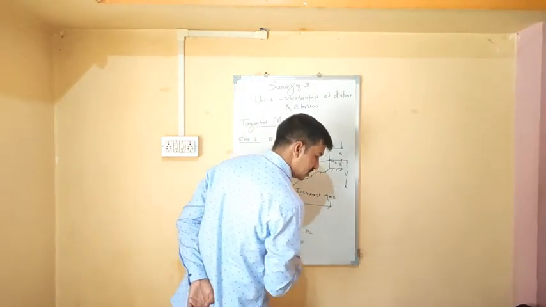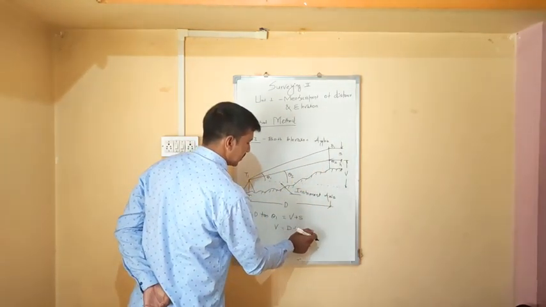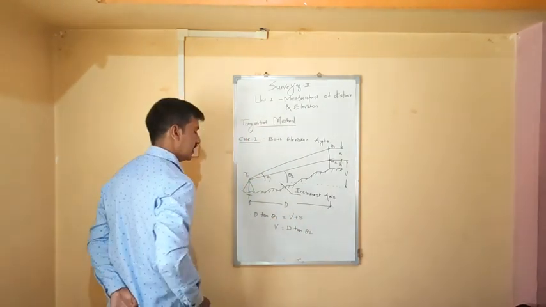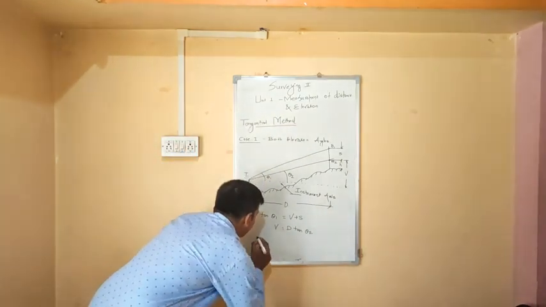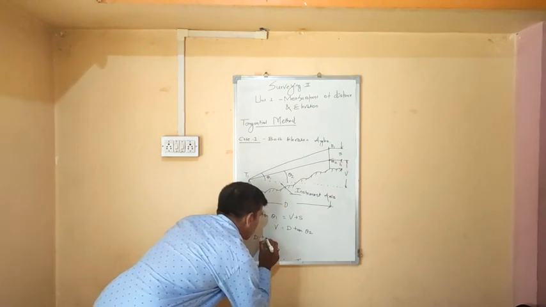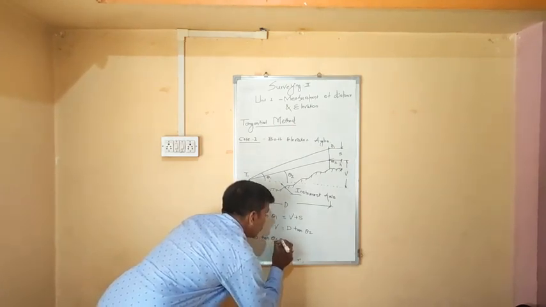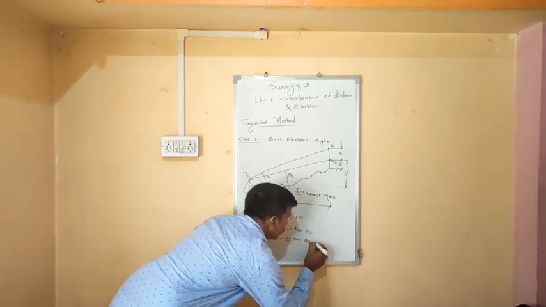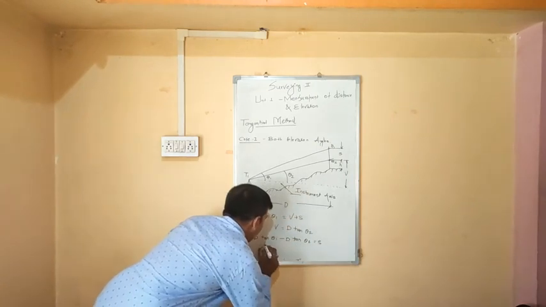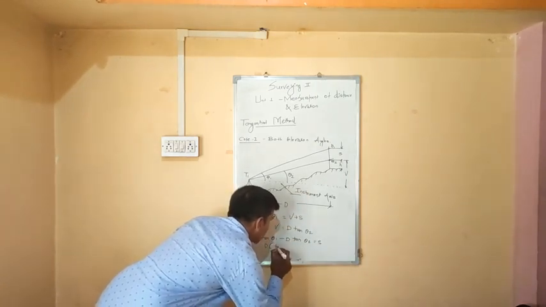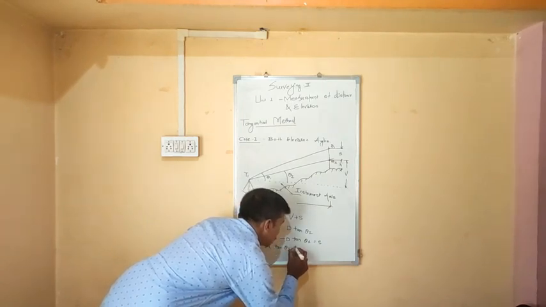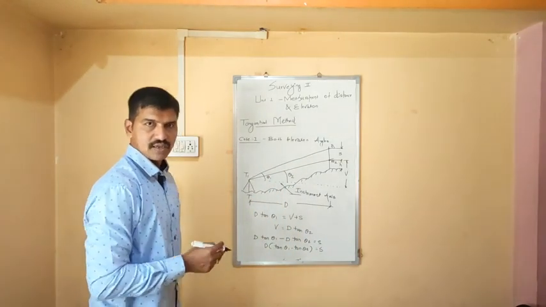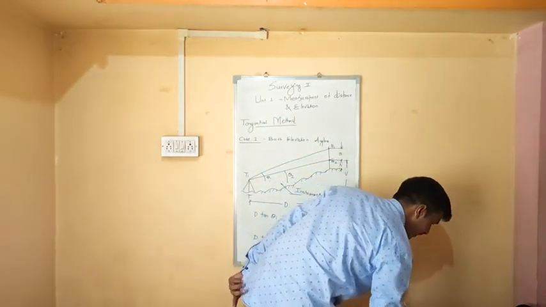Okay. So let us substitute this D tan theta 2 into equation 1. What we will get? Let us see. So this is D tan theta 1 minus D into tan theta 2 will be equal to S. Take D common outside the bracket. D into tan theta 1 minus tan theta 2 will be equal to S. I have just modified the formula.